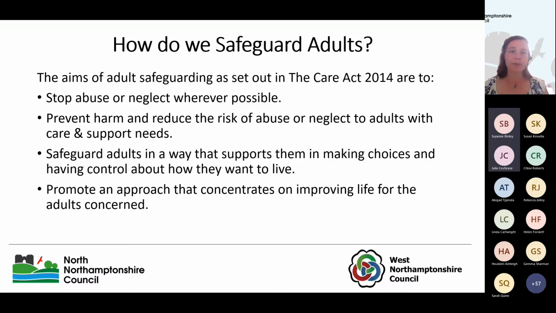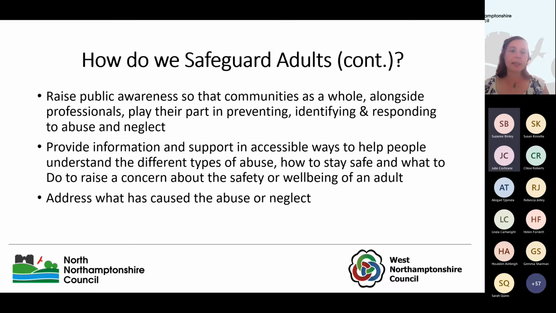And we also need to promote an approach that concentrates on improving life for the adults concerned. Okay, so we need to make sure that we're making the best life for our adults that we're looking after within the county. We also have a duty to raise public awareness, so communities as a whole, alongside professionals, play their part in preventing, identifying and responding to abuse or neglect. So the more people that are aware of what to look for and where to report it, and making sure people know what to do if they've got a concern, who they should go and talk to.